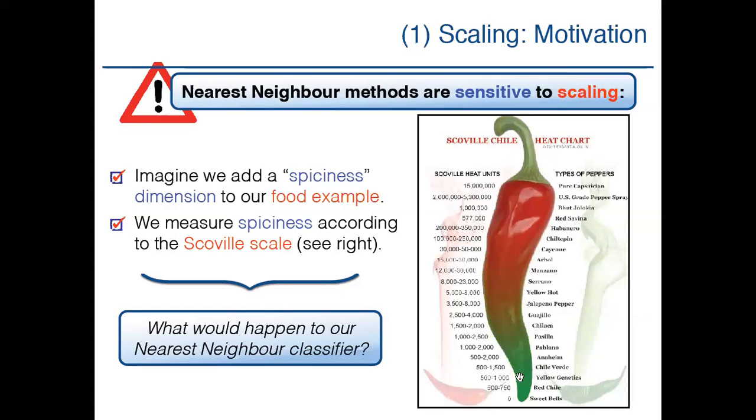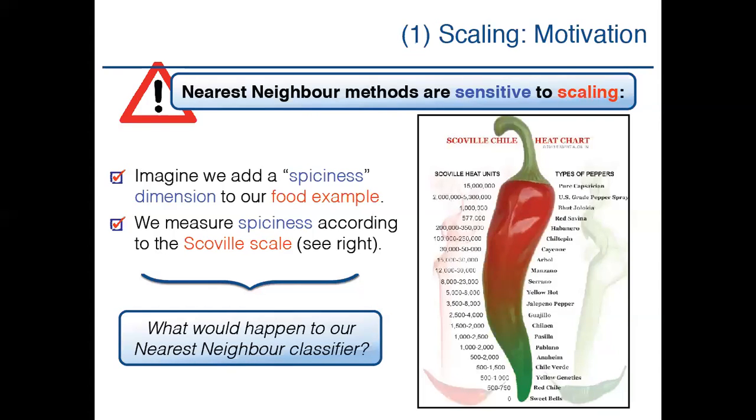You can see a chart here showing where different things lie on this scale. So red chili, for example, would lie somewhere between 500, 750, and so on. Now, let's say this was another variable that was added to your data. What would happen to your algorithm in this case?